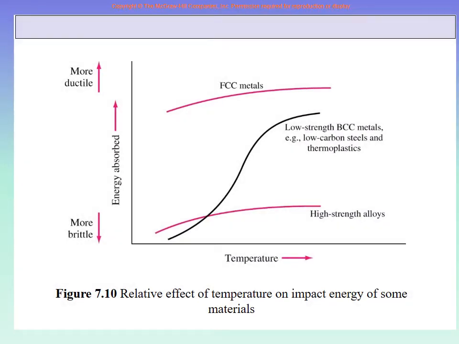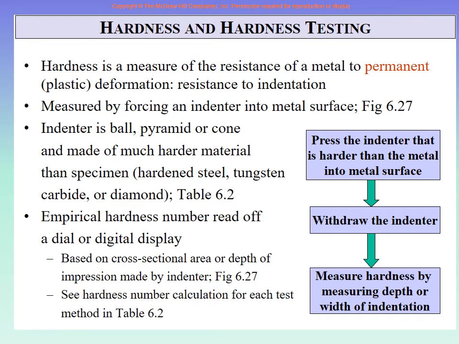Then we told you about ductile to brittle transition. There are high strength materials which have low impact energy. There are FCC metals which have high impact energy, and there are BCC metals which have high impact energy at room temperature and so on, but if you reduce the temperature to near zero or below, then they go through a transition from ductile to brittle behavior. This covered the initial part of tensile related properties and so on.